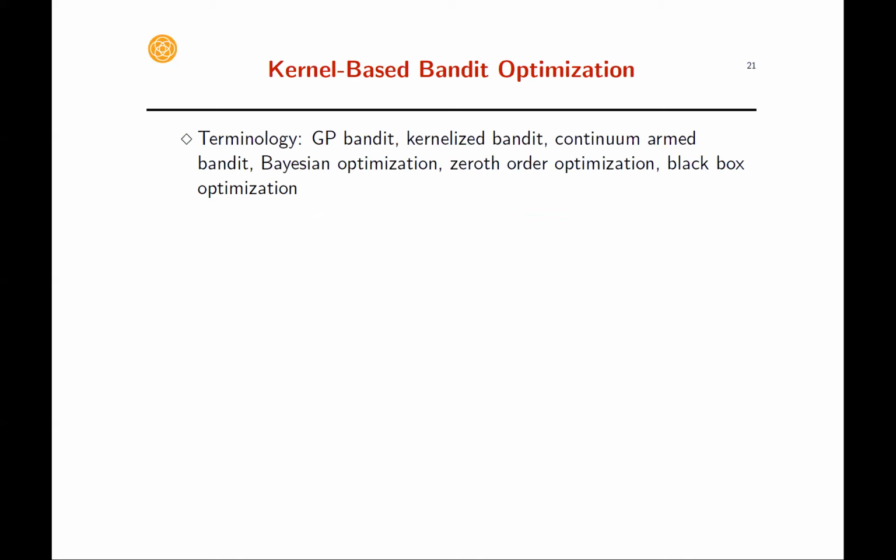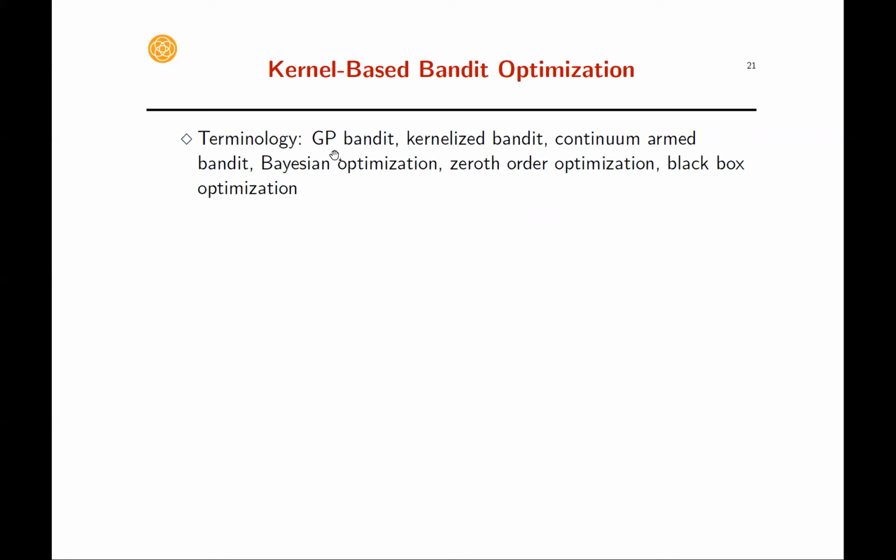First, I want to just point out that you might have seen this problem with other names. The terminology that people use in the literature has been quite diverse, partly because people who show interest in this problem are coming from various communities. It's called GP bandit, Gaussian process bandit, kernelized bandit instead of kernel-based bandit, or continuum-armed bandit, because as we will see, the action space is going to be continuous. There are then going to be an infinite number of actions.